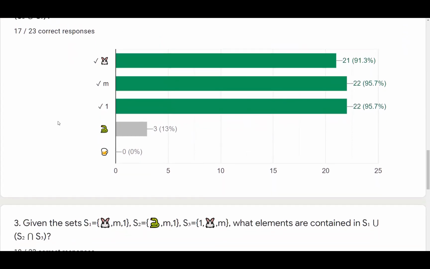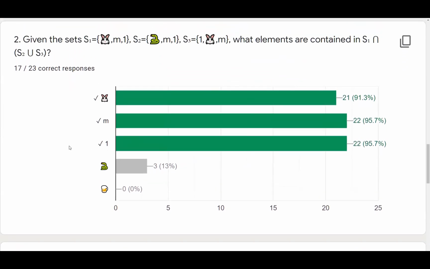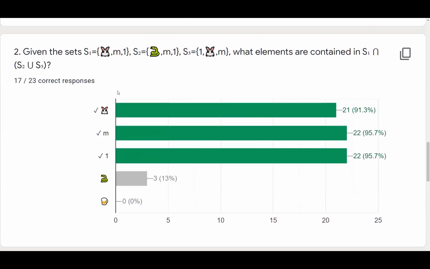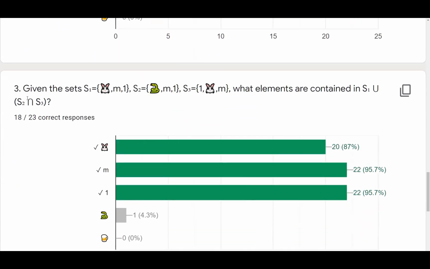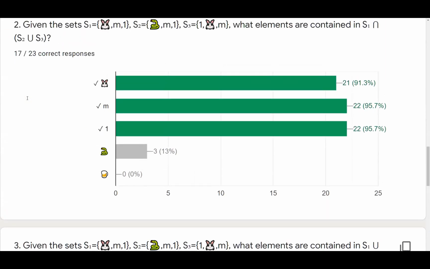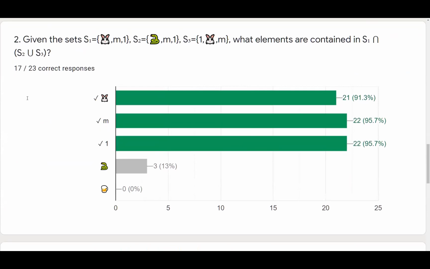So the snake is not inside it, and nobody thought that the bear was inside it. Thank goodness. I'm sorry, sir. Yeah, go ahead. So sorry to cut you off. Would you mind explaining that one more time, please?